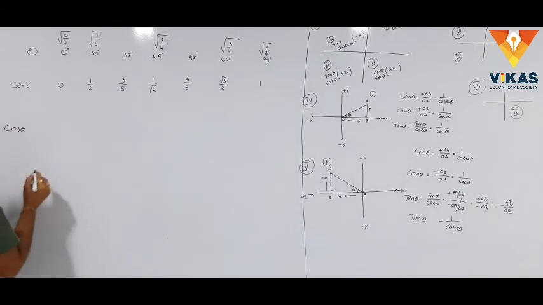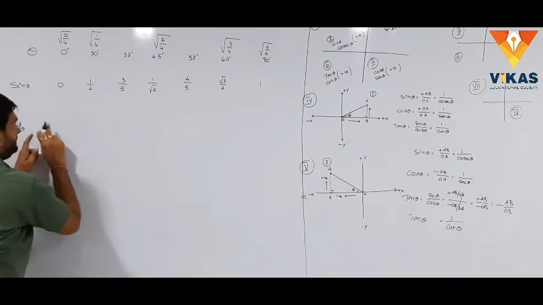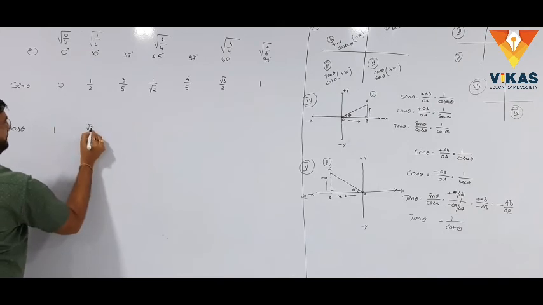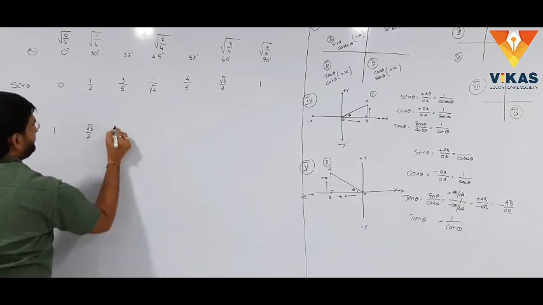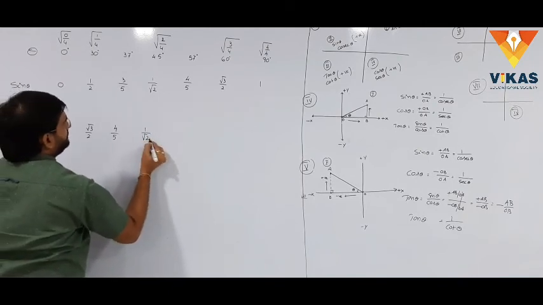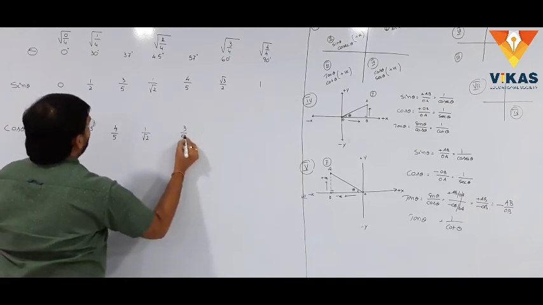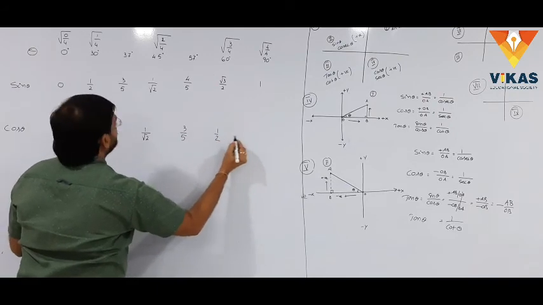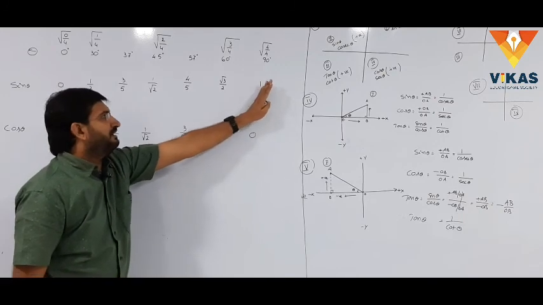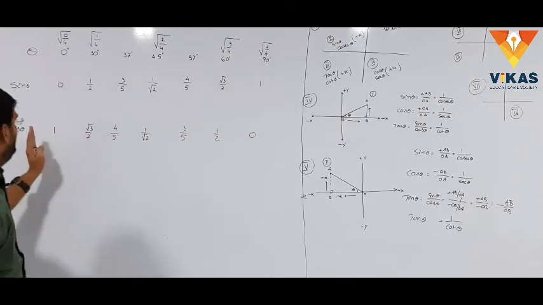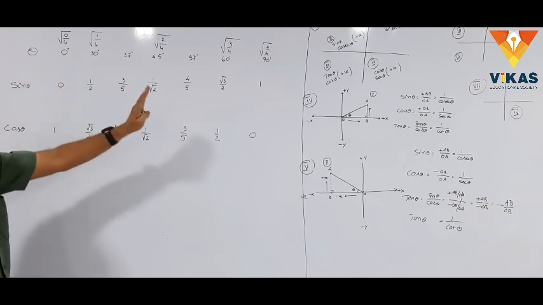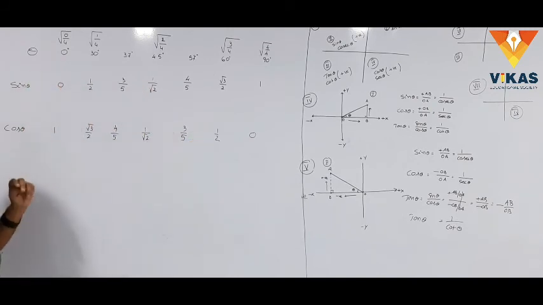Cos theta. From that side, write like this: this is 1, this is root 3/2, this is 4/5, this is 1/√2, this is 3/5, this is 1/2, and this is 0. Left to right are the sin values, and right to left are the cos values.